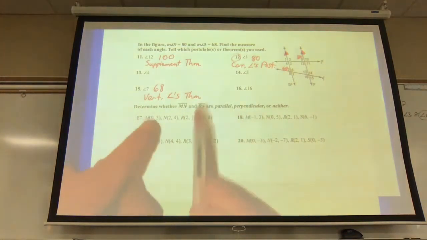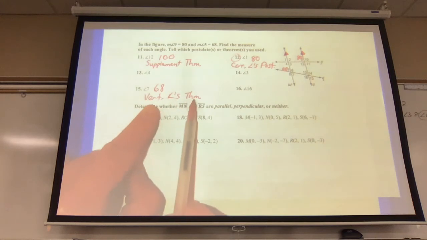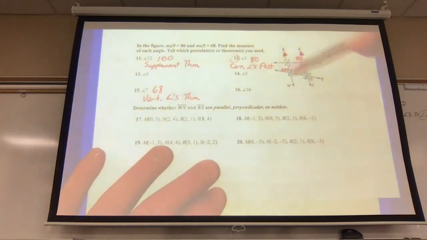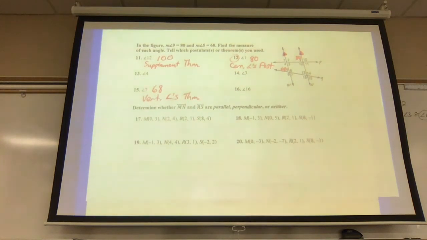Now, again, on these, for your reasons in the justifying part, a lot of times there's more than one correct answer. So like here, I saw vertical angles right away. That's why I went with vertical angles. It's possible there could be another way of doing it. So you could have a different answer down here. That will be possible sometimes.